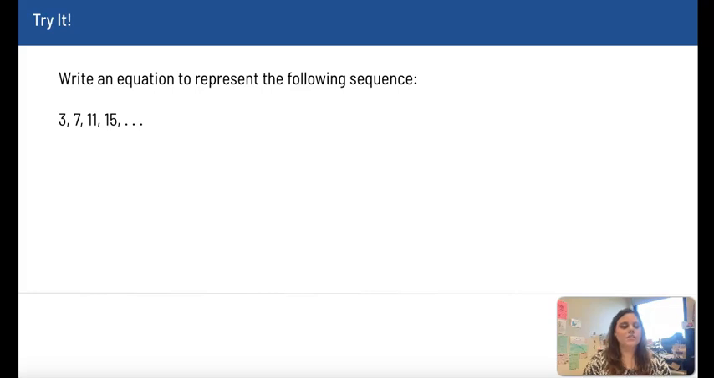For this problem, we also have a starting amount of 3, but we are increasing by 4 each time. So we're going to have y equals 4x, and then 3 minus 4 is negative 1. So we end our equation with minus 1. y equals 4x minus 1.